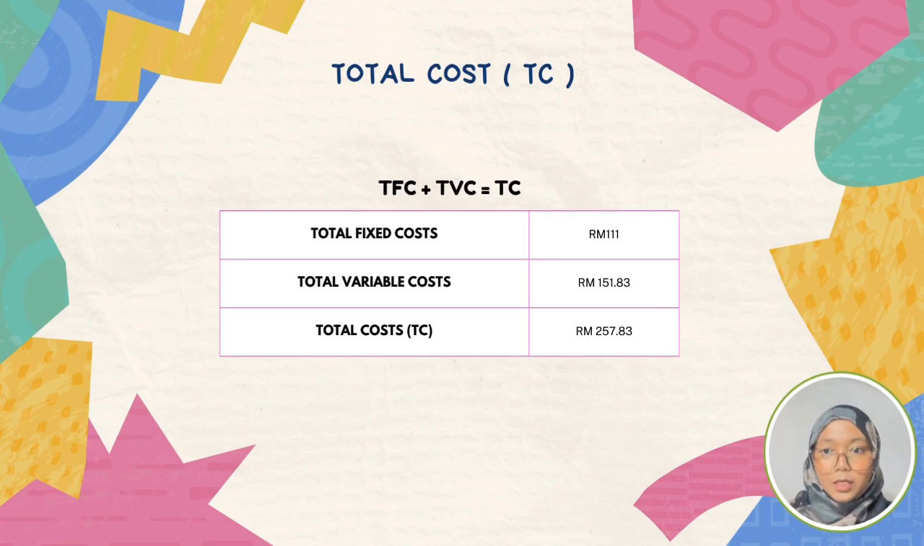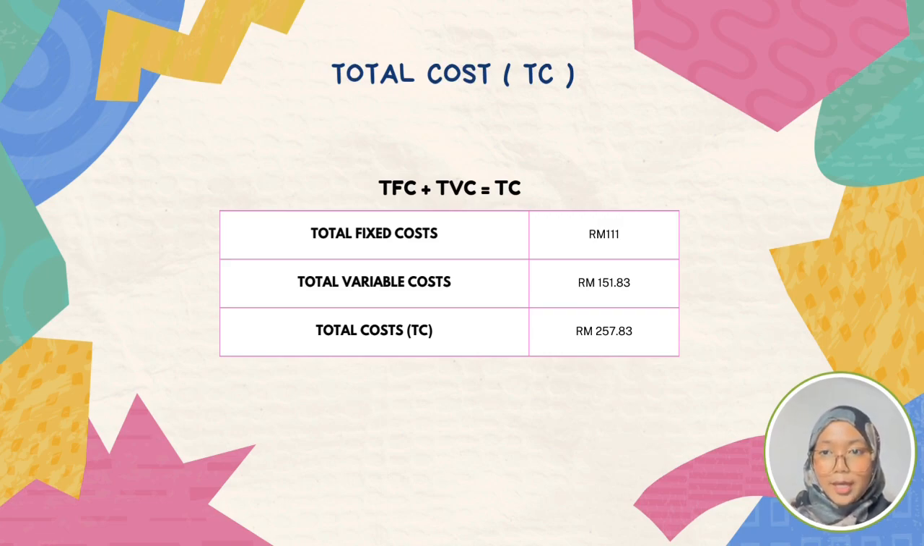Next, we have the total variable cost, TVC, which is RM151.83. This cost fluctuates depending on how much we produce. For example, the cost of labor or additional supplies that vary with production level falls under this category.